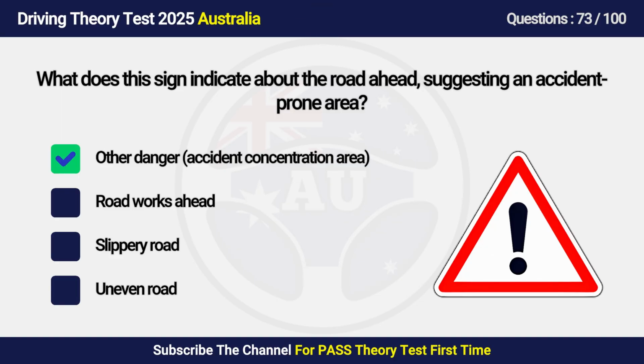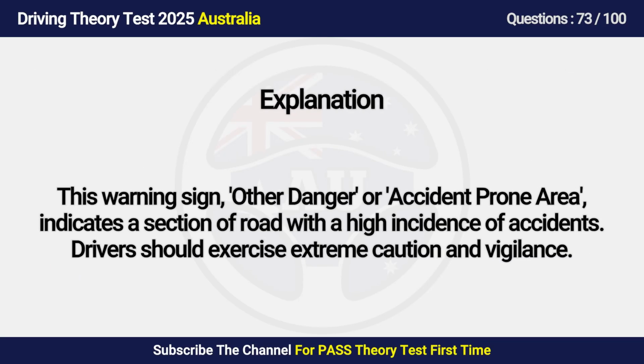Answer is A. Other danger accident concentration area. This warning sign, other danger or accident-prone area, indicates a section of road with a high incidence of accidents. Drivers should exercise extreme caution and vigilance.